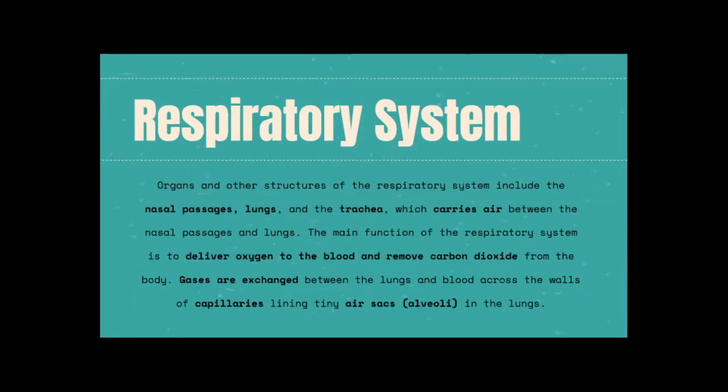Now next we have the respiratory system. Organs and other structures of the respiratory system include the nasal passages, lungs, and the trachea, which carries air between the nasal passages and the lungs. The main function of the respiratory system is to deliver oxygen to the blood and remove carbon dioxide from the body. Gases are exchanged between the lungs and blood across the walls of capillaries, which are basically tiny air sacs that are in our lungs. So that's where gases are exchanged, oxygen and carbon dioxide.